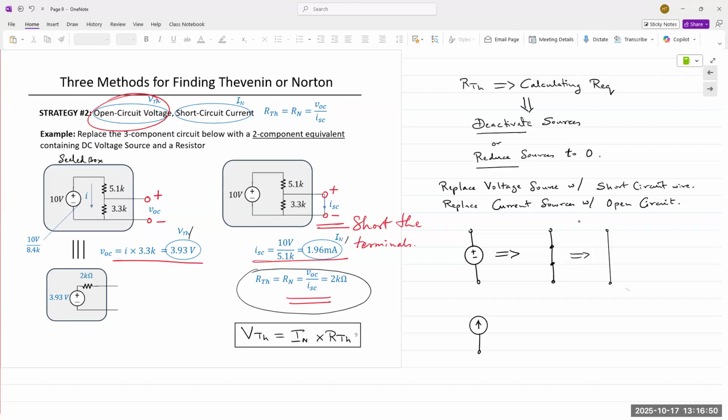What if it is a current source? What do you do? Exactly. You remove it and you replace it with an open circuit, meaning there's nothing, you simply remove it. That's all it means. So the circuit could just be left like this.